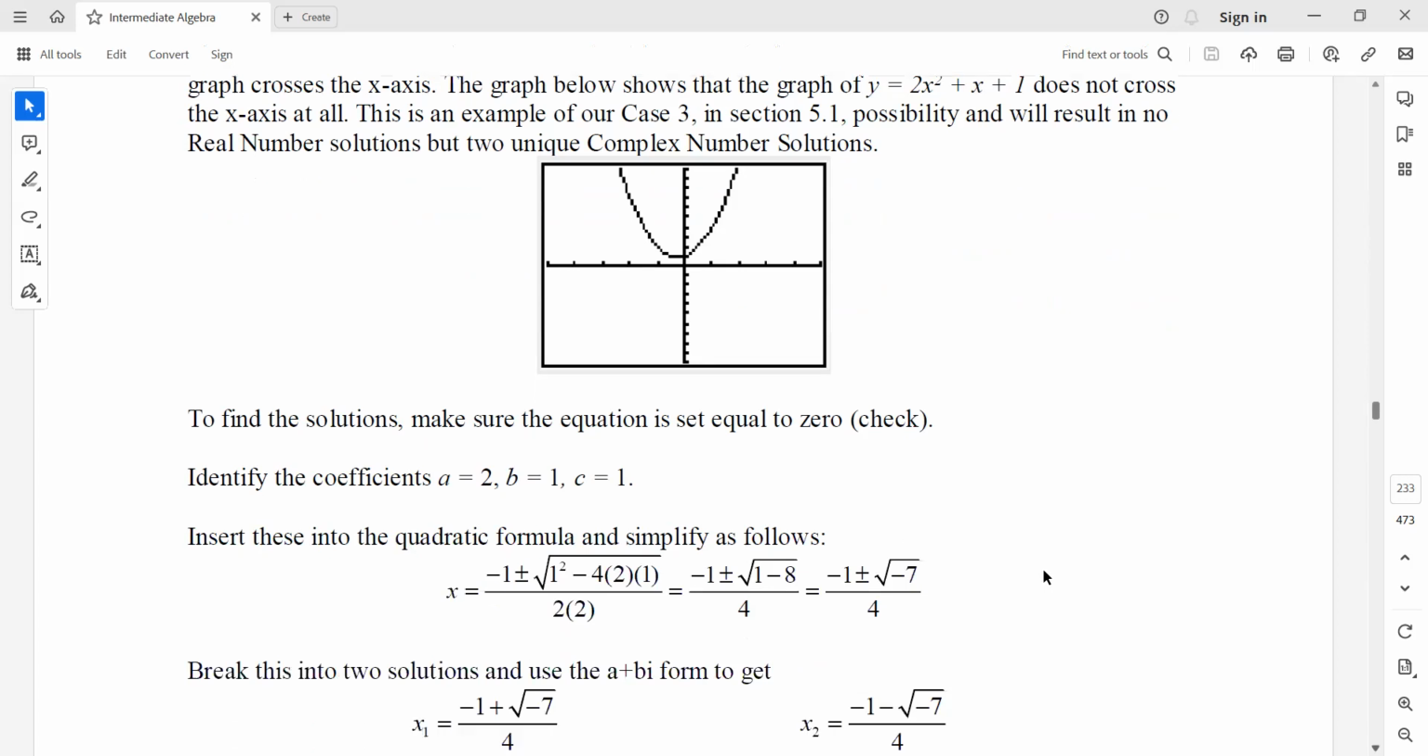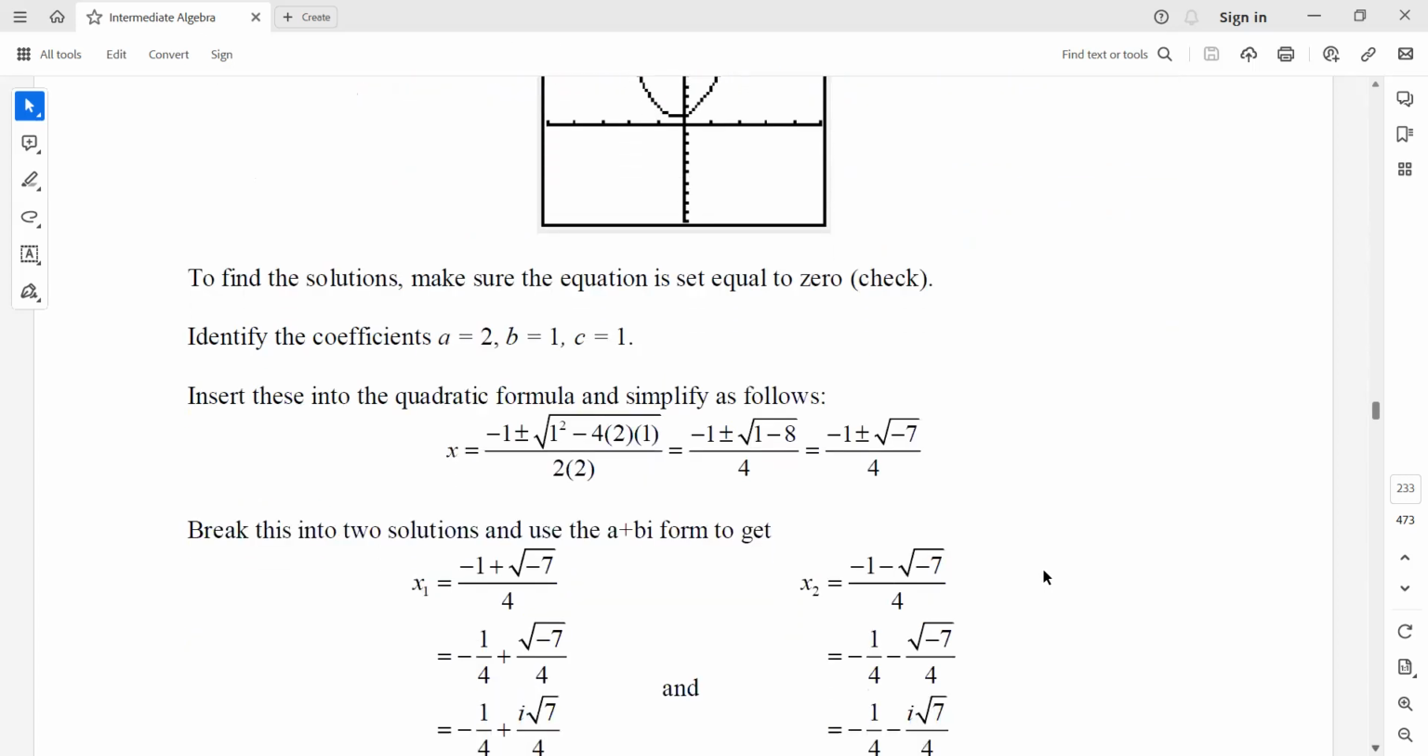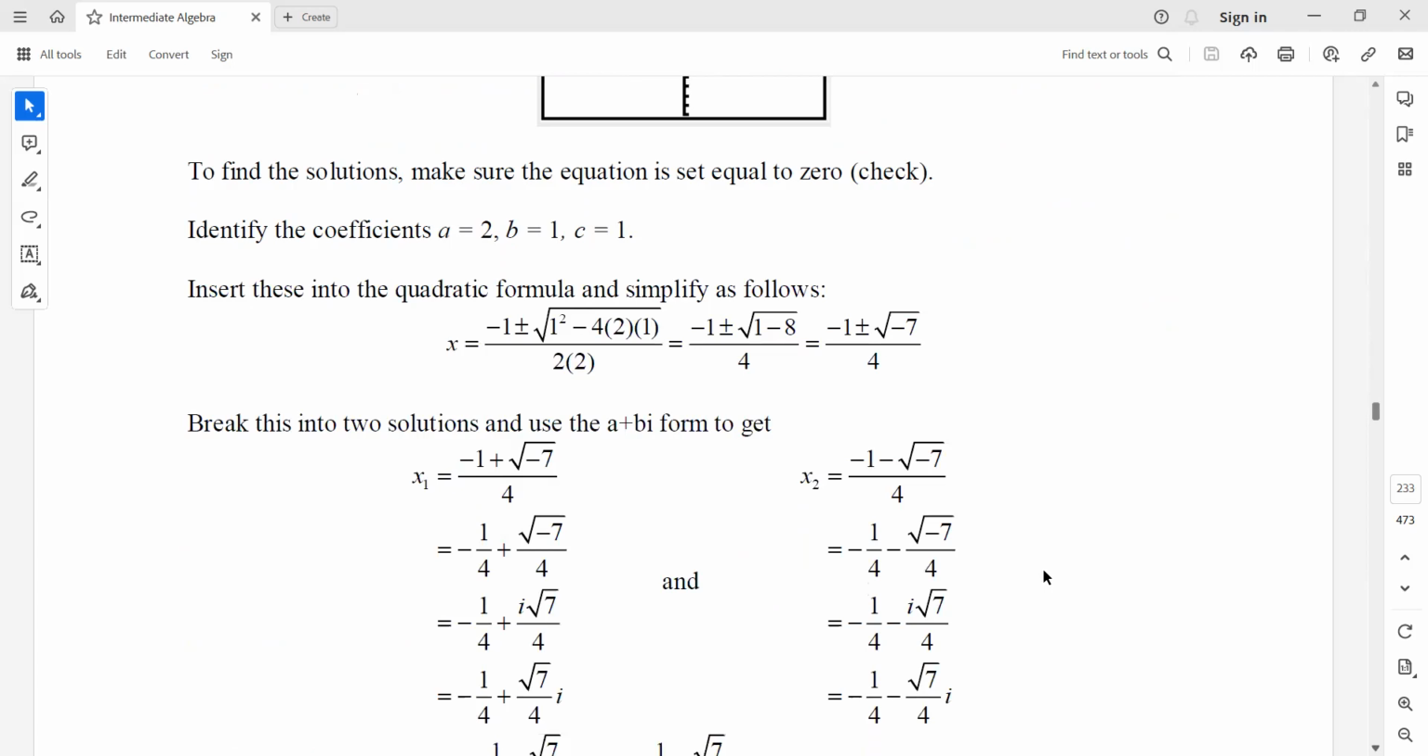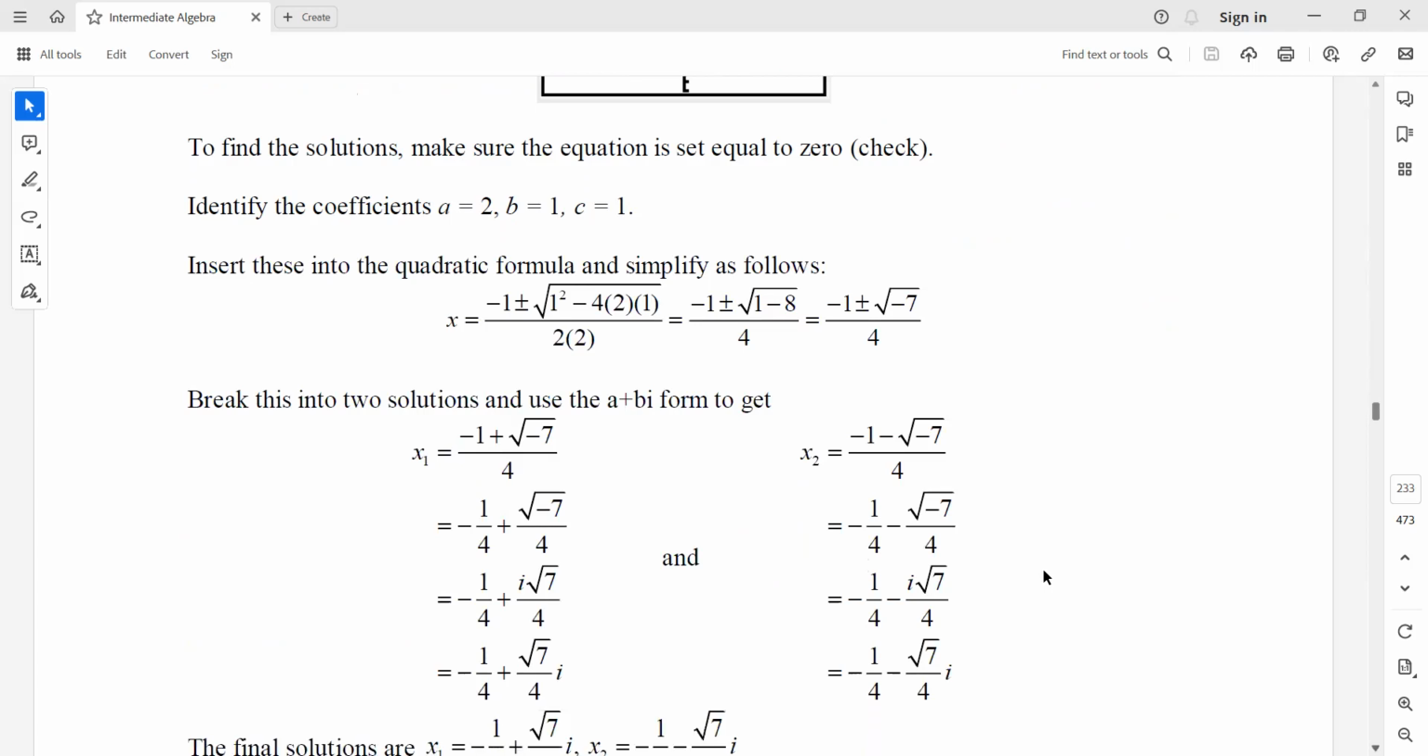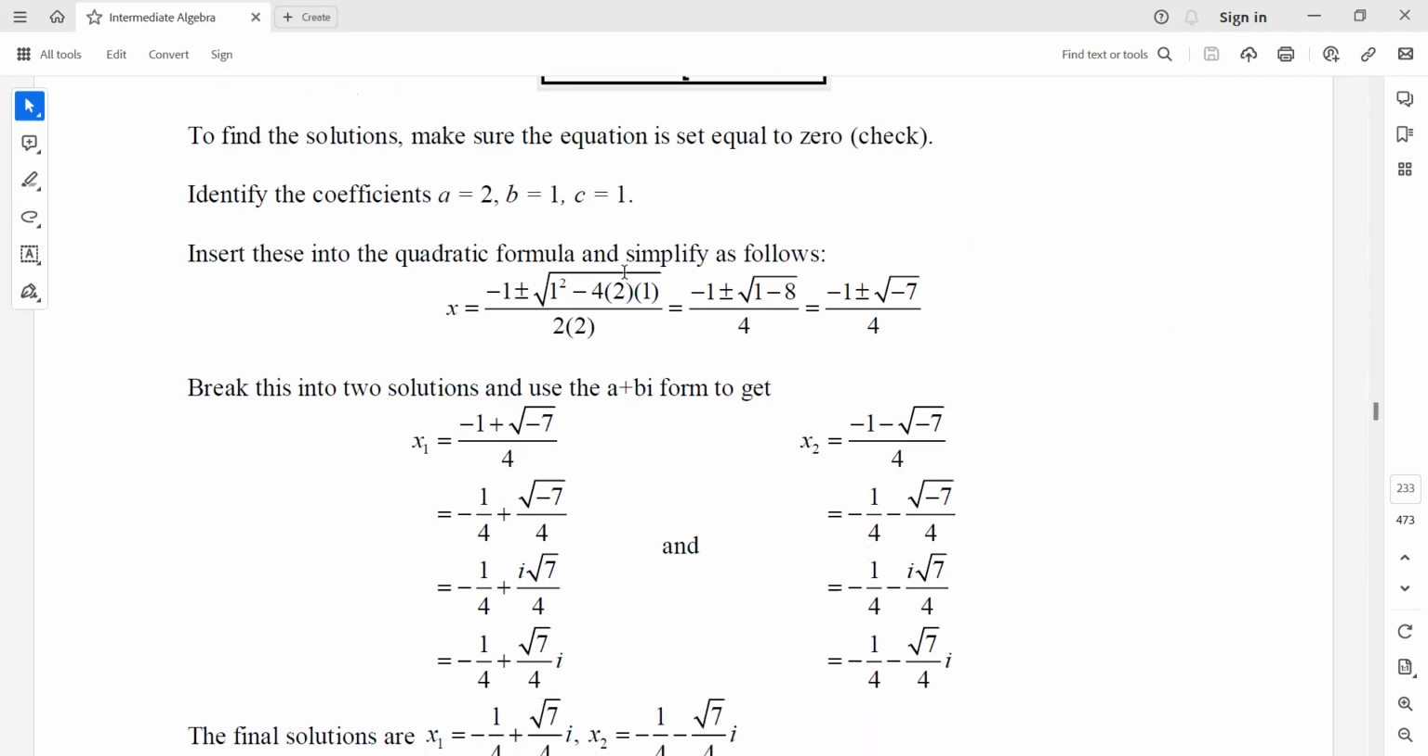No real number solutions. Now, to find the solutions, we're going to use the quadratic formula. When you use the quadratic formula with A equals 2, B equals 1, C equals 1, and put it in, this is what you're going to get, and it's going to bring you to this point here: negative 1 plus or minus the square root of negative 7, divided by 4. So you're going to have x1 equals that or that.